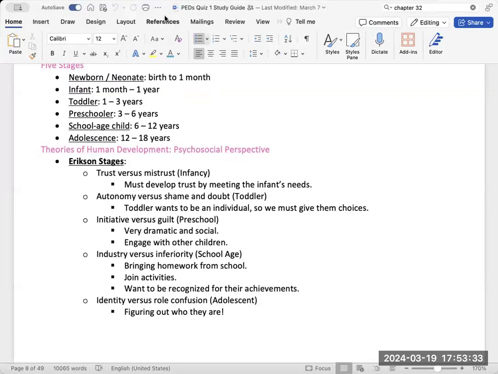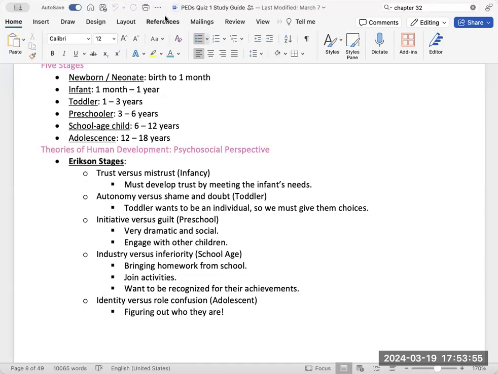For toddlers, they go through autonomy versus shame and doubt. Toddlers want to be an individual, so they must get choices, okay? We want to give choices. They want to have autonomy. Preschoolers go through what we call initiative versus guilt. They're very dramatic, but they're also very social and they like to engage with other children. That's what this stage consists of.